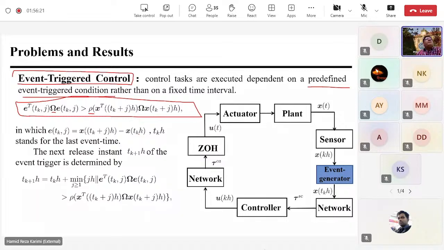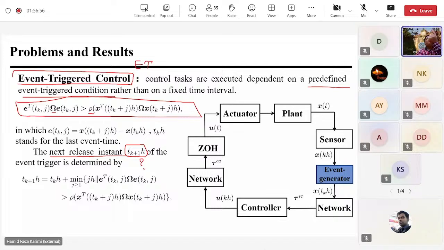I will discuss event-based control also in a future presentation, but for your information, in event triggering control, or ET control, you should know one important thing: the next releasing time. How to obtain t_k plus h is very important, because if you can obtain the next sampling time, then you know when the next data should be sent to the network.